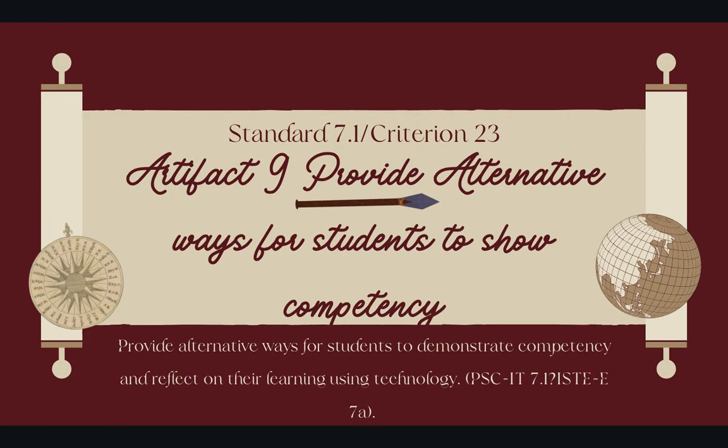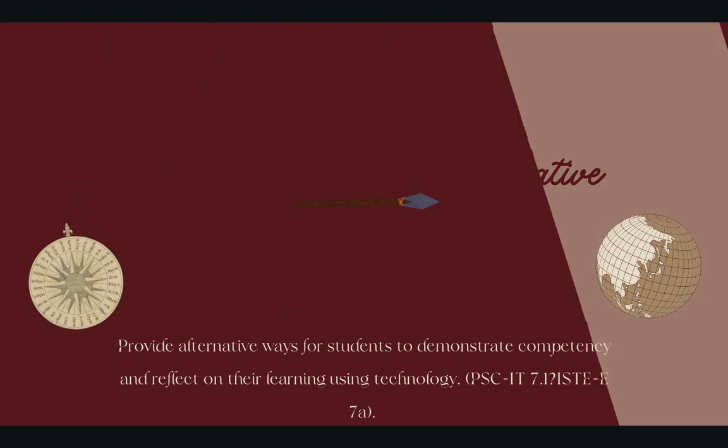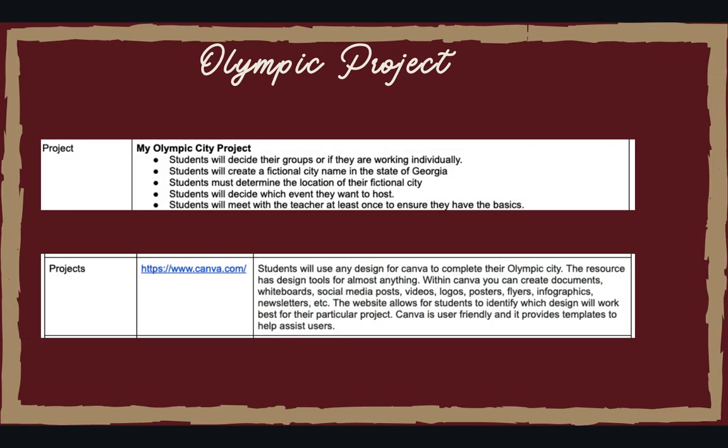Standard 7.1, Criterion 23, Artifact 9: provide alternative ways for students to demonstrate competency and reflect on their learning using technology. With these Olympic projects, students will decide their groups or work individually. Students will create a fictional city name in the state of Georgia. Students must determine the location of their fictional city. Students will decide which event they want to host, and the students will meet with their teacher at least once to ensure they have a basis.